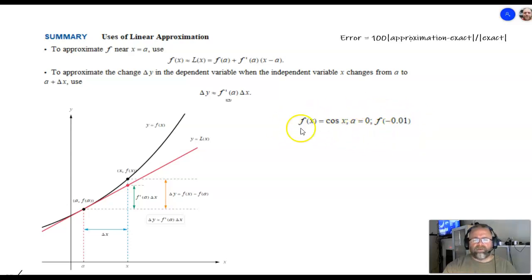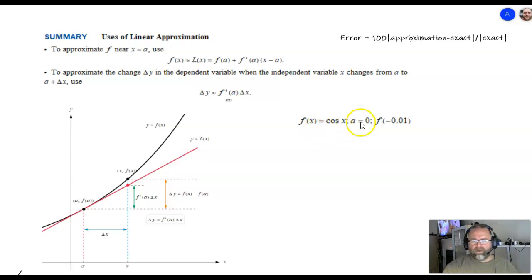So I want you to come up with the linear approximation equation here with a being equal to 0. And then I want you to plug in the value for x in there in order to get what it is. And then I want you to give me the approximate error. So go ahead, give it a try. And when you're ready, just unpause the video.